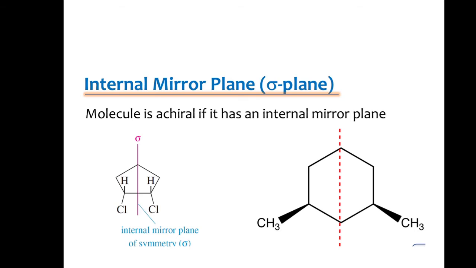This is the cis form of 1,2-dichlorocyclopentane. This molecule also possesses an internal mirror plane or a plane of symmetry. So this molecule is achiral in nature.